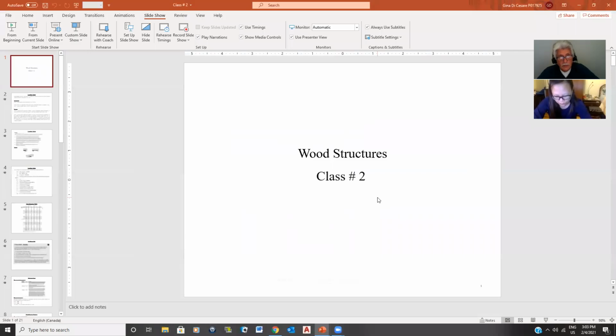On this computer. Okay, so here we go. Well, share screen. My mouse is stuck on my pad. Let me minimize that. Okay, so wood structures.